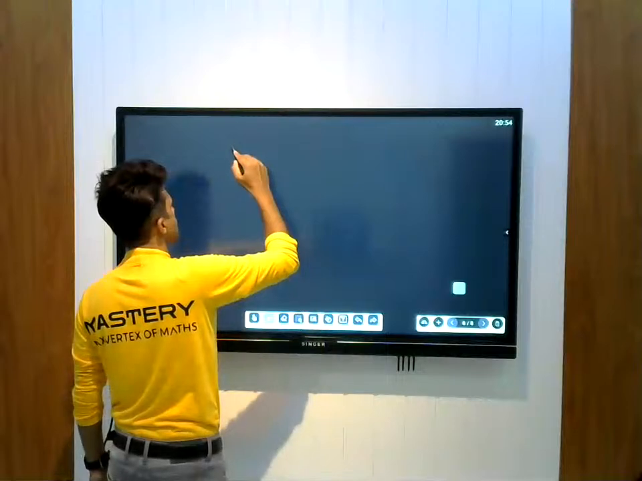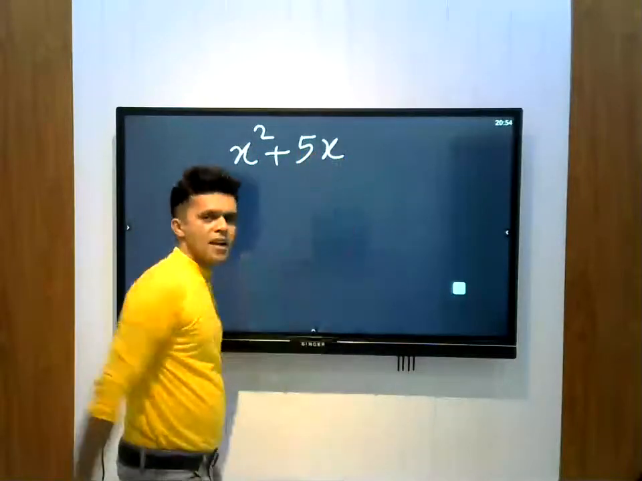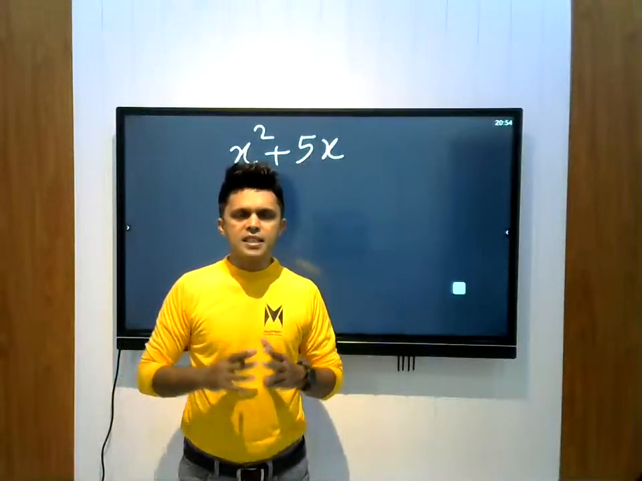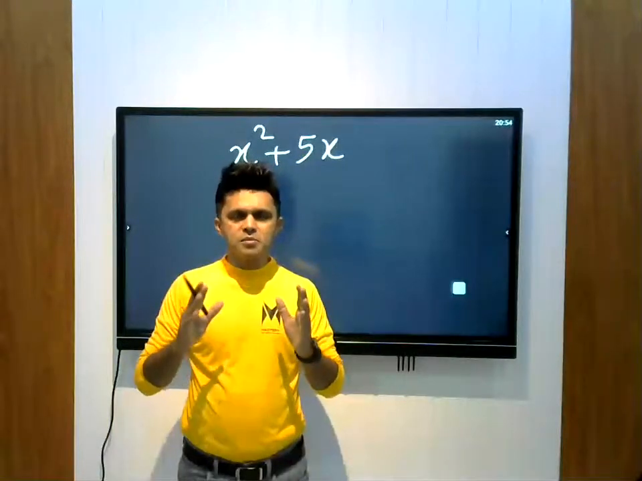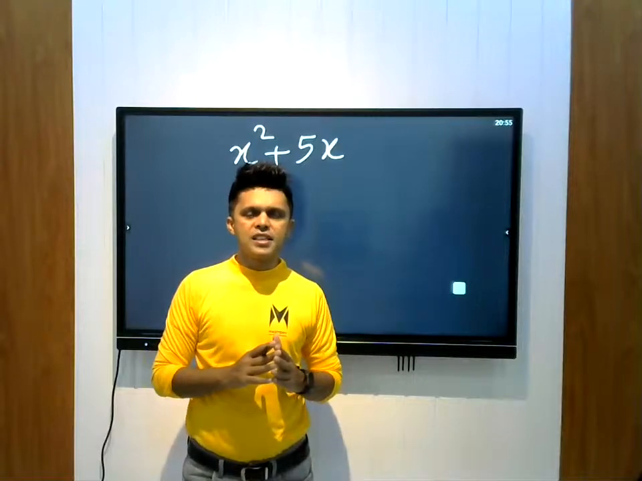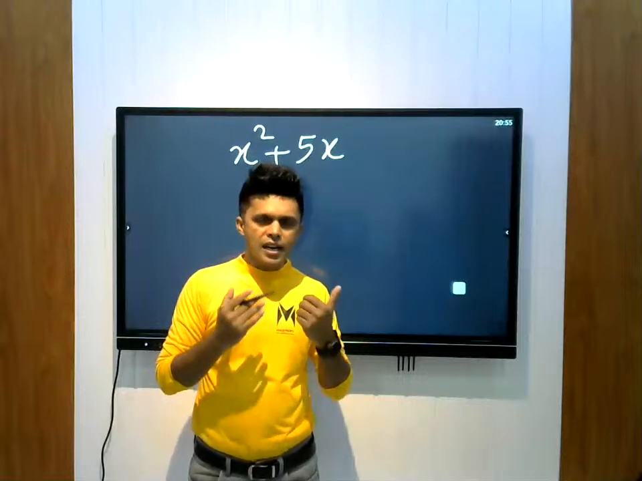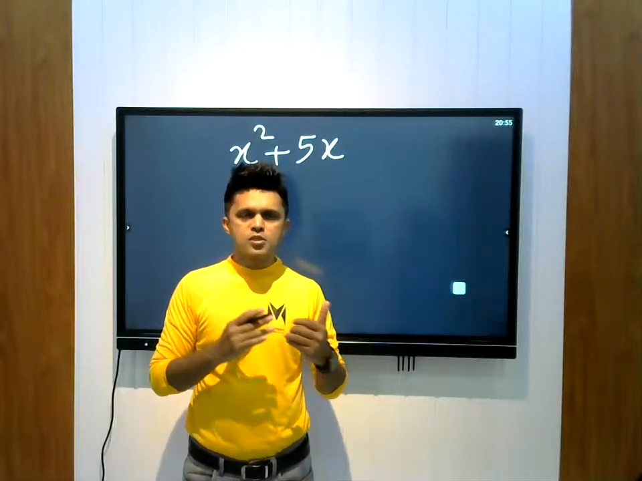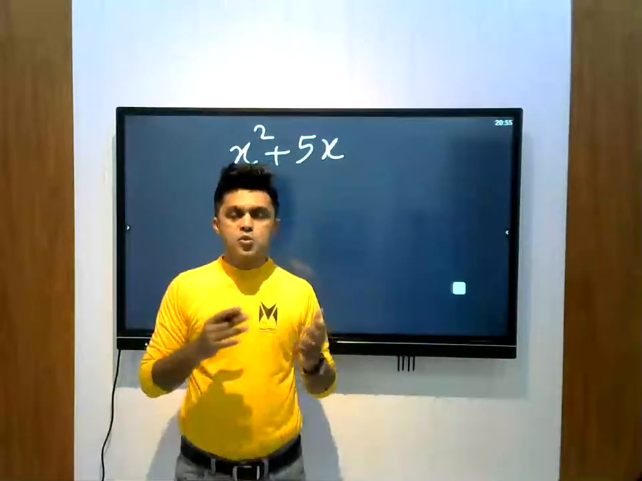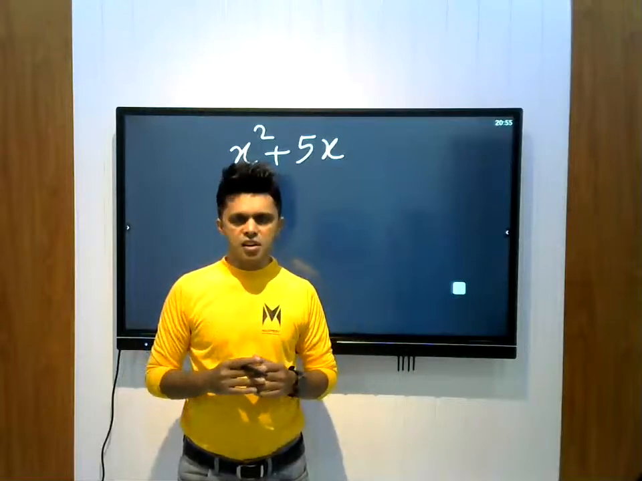How can you factorize this type of one? x squared plus 5x. Bear in mind, these types of sums are not related to a certain grade. They are for students who are unable to get an idea about maths properly. Students of grade 9, 10 and 11 can learn this stuff, okay.